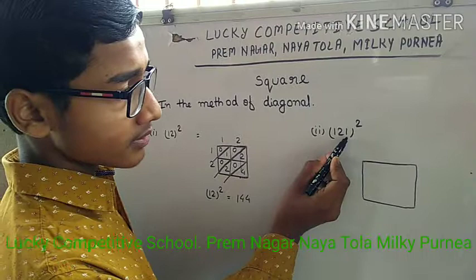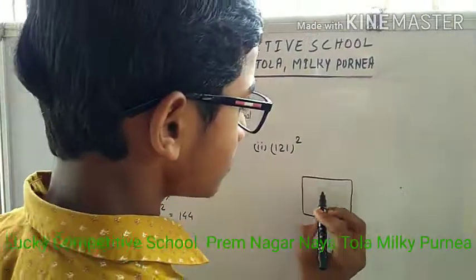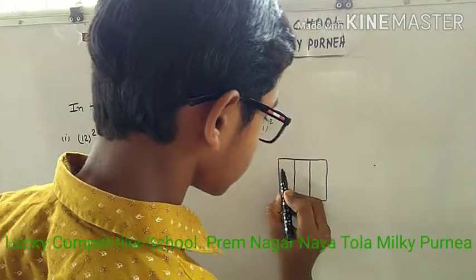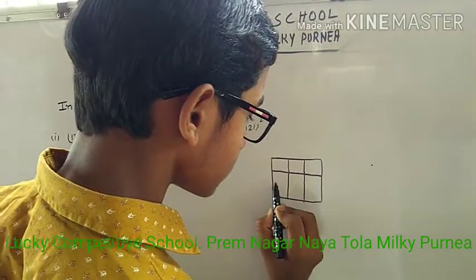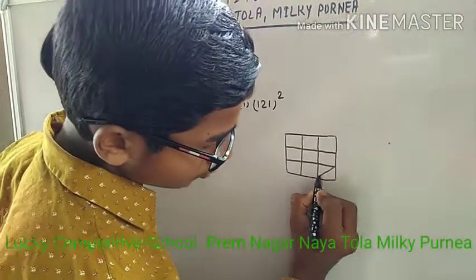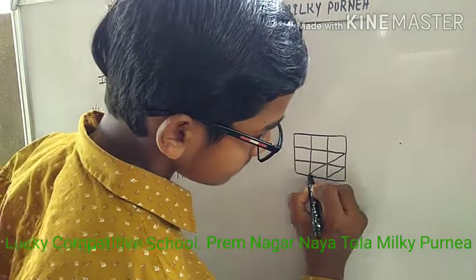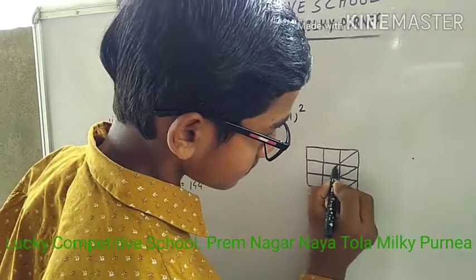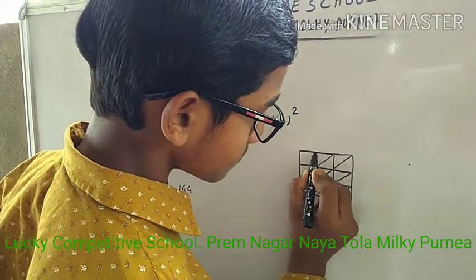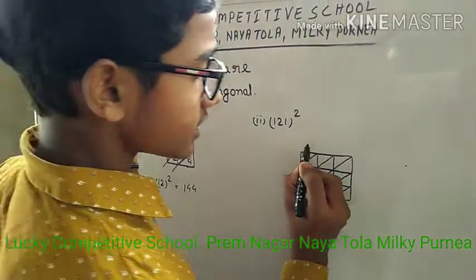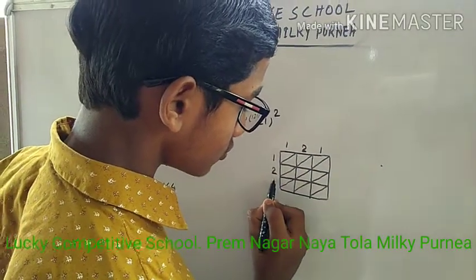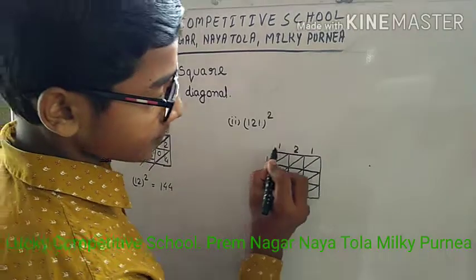There are 3 numbers, and we make 3 into 3, 9 boxes. And we divide each box into 2 parts. And we write the number 1 2 1, 1 2 1, and we multiply them.